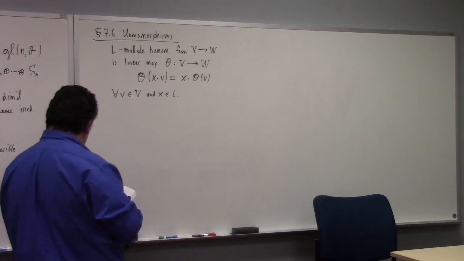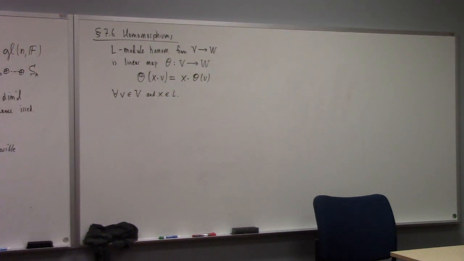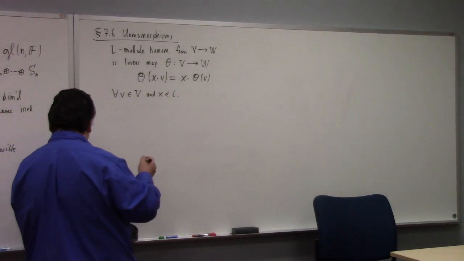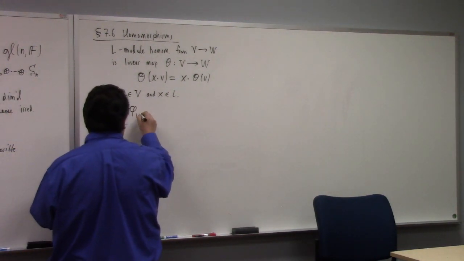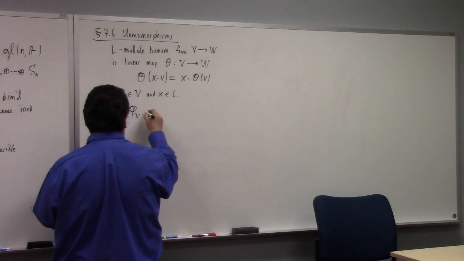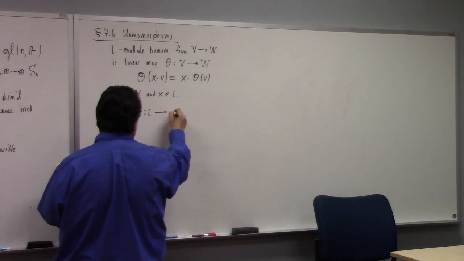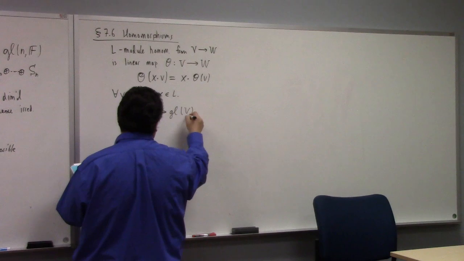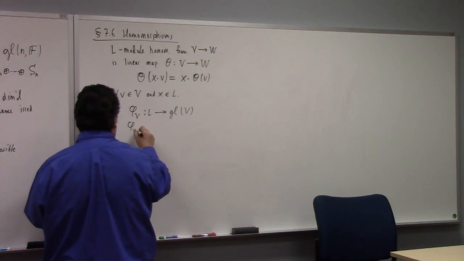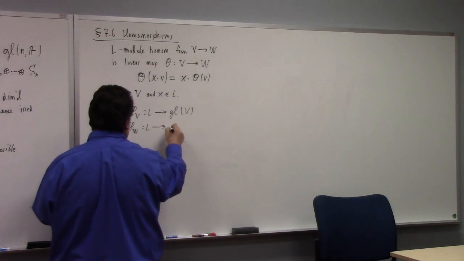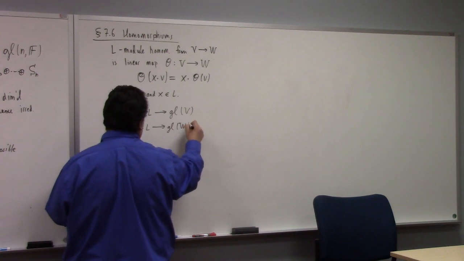All right, great. What's an isomorphism? Well, it's a bijective L-module homomorphism. Suppose you've got a representation phi sub V, that is a mapping from L to GL(V), and you have a representation phi sub W from L into GL(W).